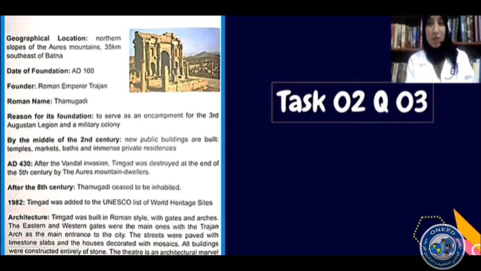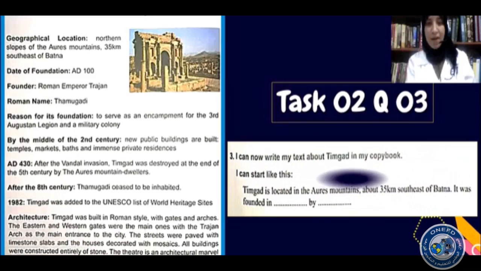So here, task 2, question 3. I read the question. I can now write my text about Timgad in my copybook. I can start like this: Timgad is located in the Aures Mountains, about 35 kilometers southeast of Batna. It was founded in... by... So this is just a suggested introduction. You can change it if you want, and you can start with it if you want as well.